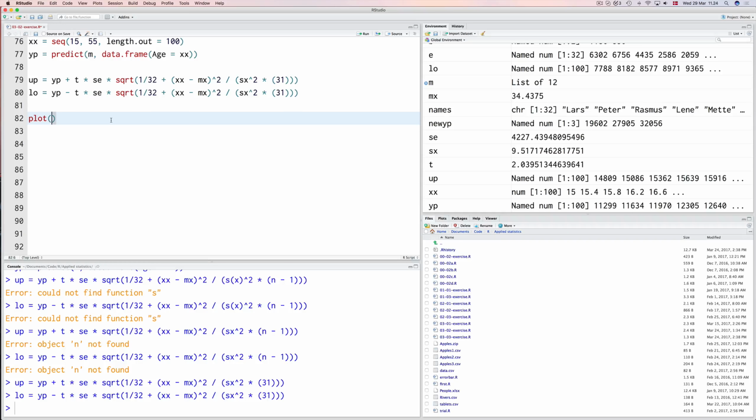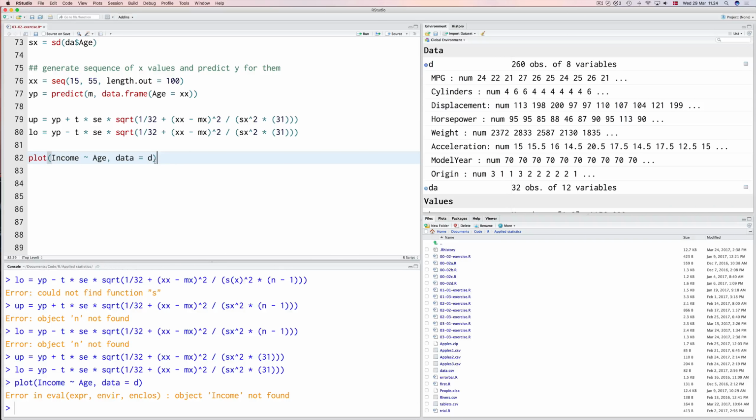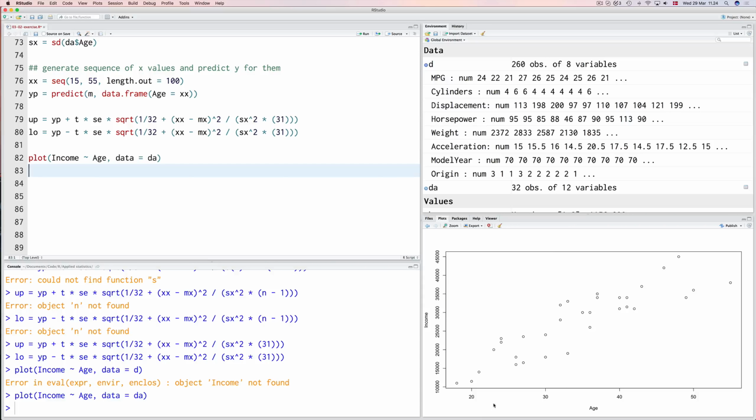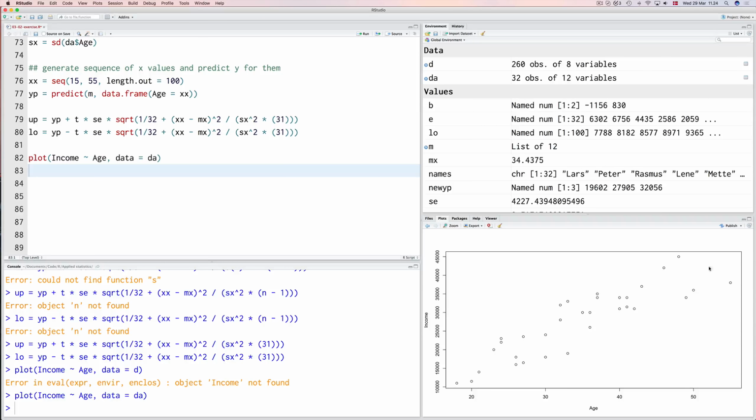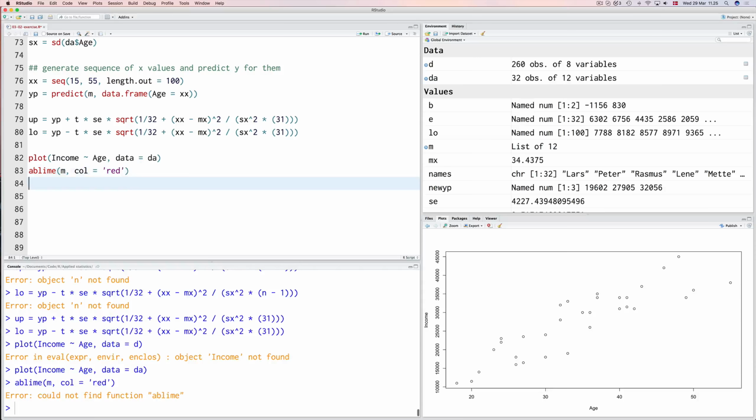I make a plot first for the real values, XX and YP. For the real values, meaning for the ones that we have, of course. It will be age, it will be income related to age, and then data equal to DA. So that's my real data, income and age for the real data. Then I add the model, AB line, and the model I will make it as a red line. So that's the AB line, of course, AB line.